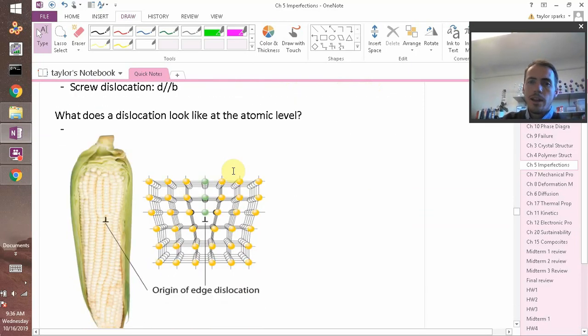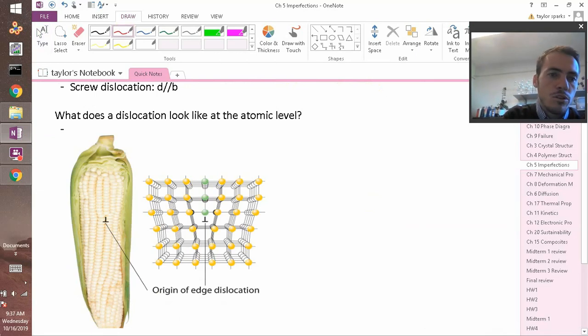What do these things look like at an atomic level? Well, if you've seen corn, then you've seen them, right? Anytime that you've eaten corn, you've probably noticed that they don't line up perfectly.